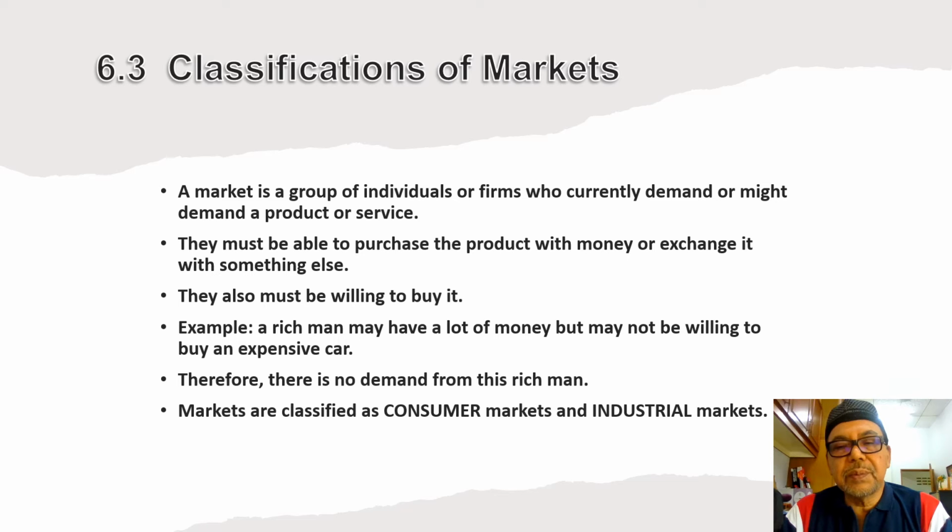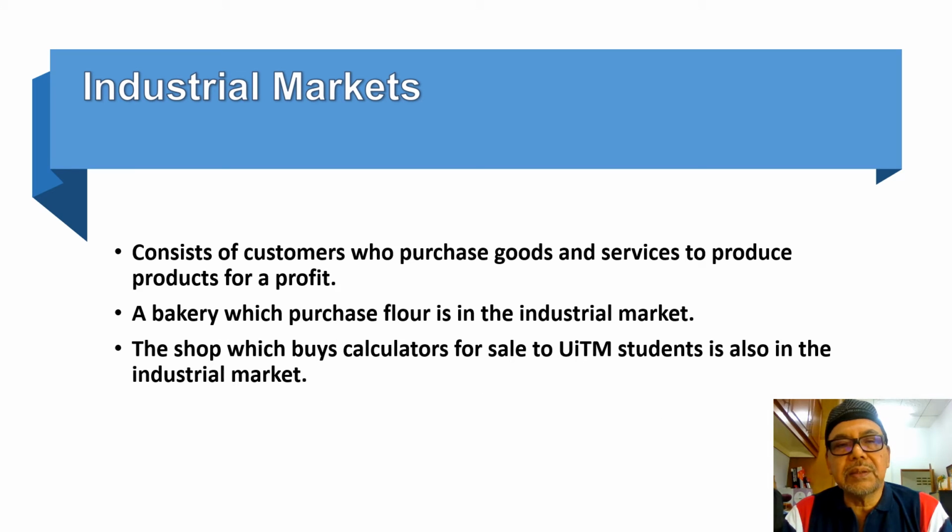Markets are classified as consumer markets and also industrial markets. So we mentioned earlier there are two types of market. What is the industrial market? It consists of customers who purchase goods and services to produce products and services, for profit. For example, a factory buys raw materials to produce their goods and sell their product. So this is the industrial market. They don't use the products they buy for individual use. A bakery which purchases flour is in the industrial market. A bakery shop buys the tepung, or flour, and it is considered industrial market because they don't eat it. They produce it into bread, cakes and so on.